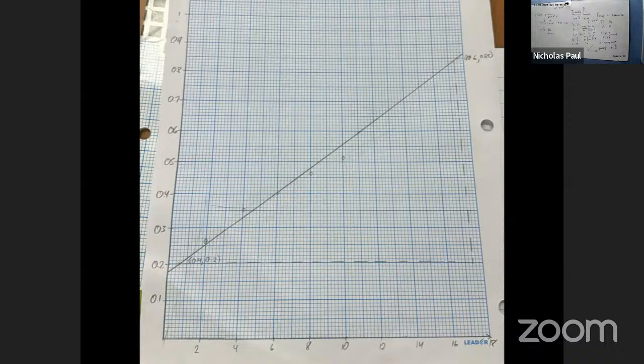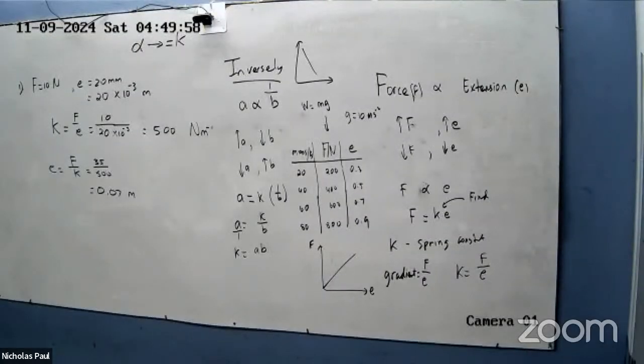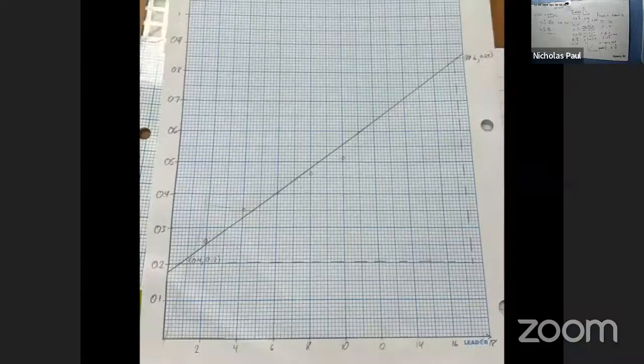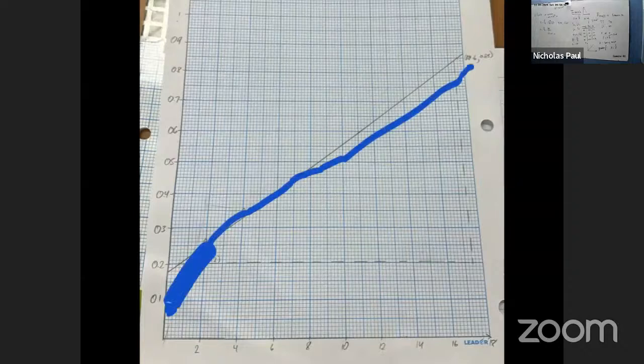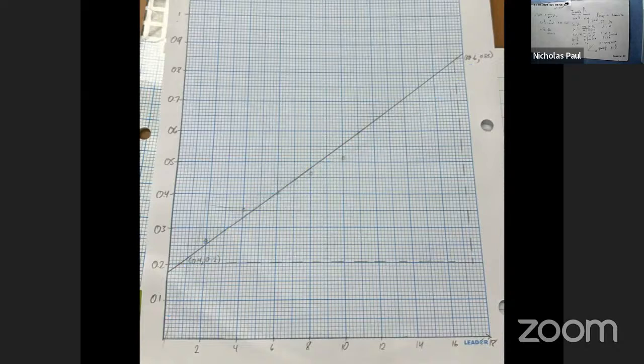How do you know when to draw a best fit line and when to connect points or draw a curve? If you see fine gradients, draw a best fit line. If the question says draw a smooth curve, then connect it into a smooth curve. But I don't want you doing this, just connecting points like that.